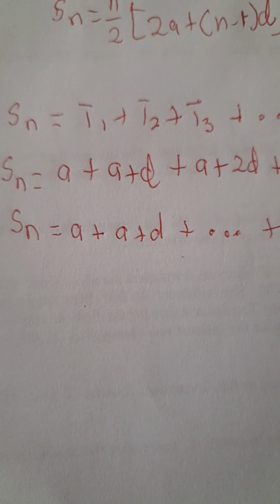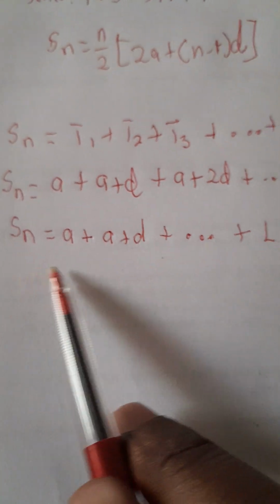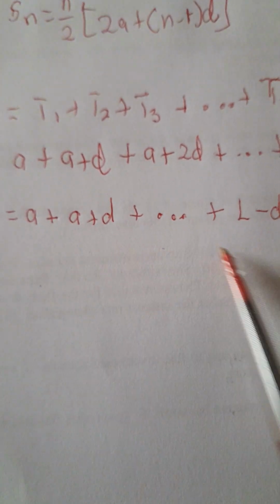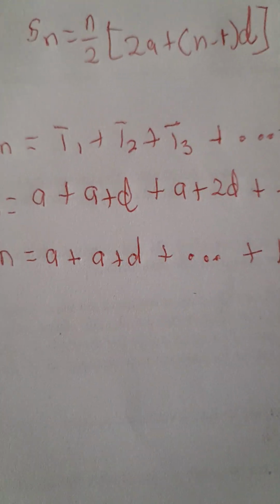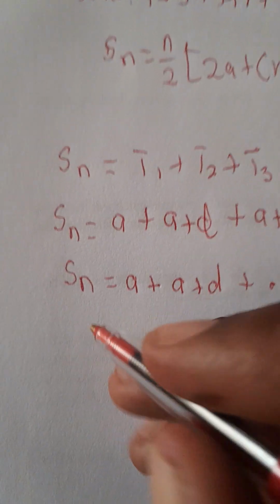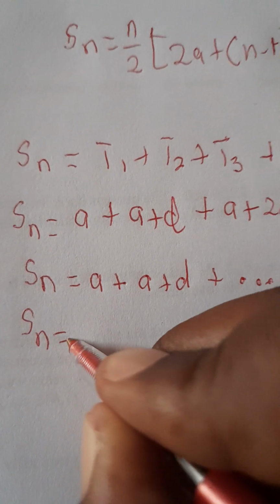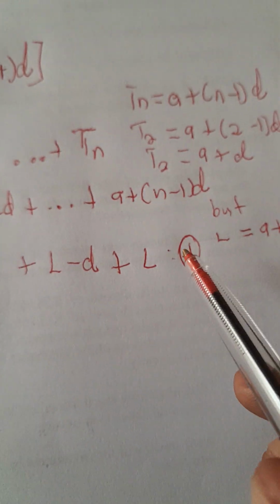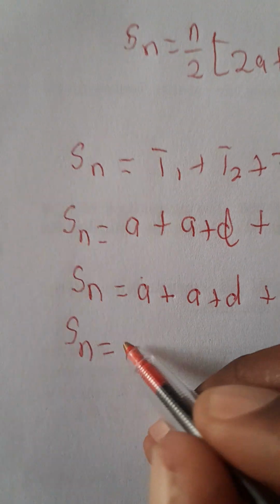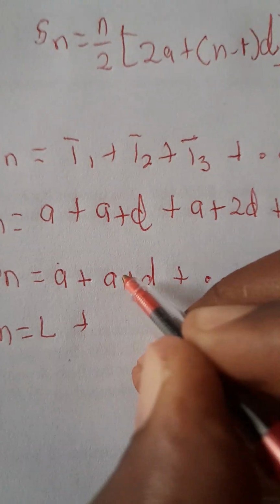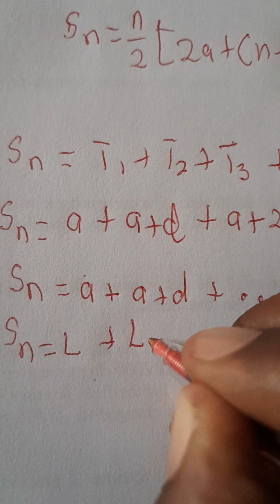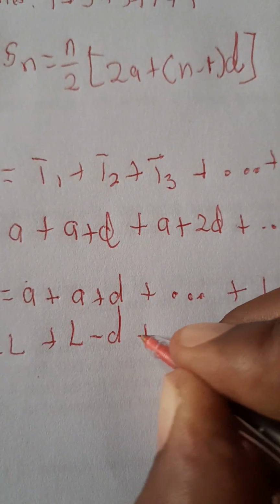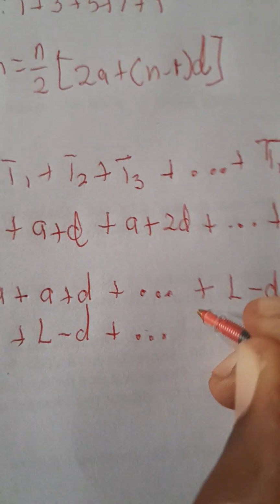So to get equation 2, it will be the reverse order of equation 1, so that we are able to obtain equation 2. Meaning that it will be Sn, where there is a, it will be replaced by L. So we are going to place L. Where there is a plus d, we are going to place L minus d. Okay, so plus, ellipsis.